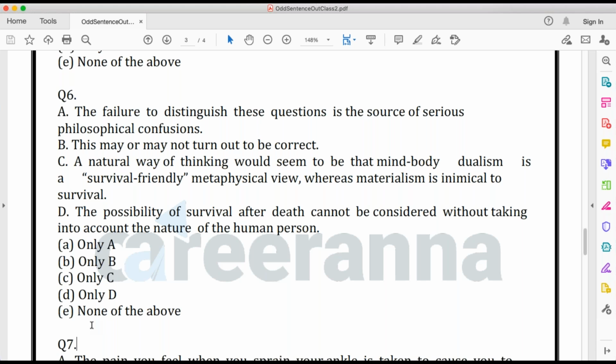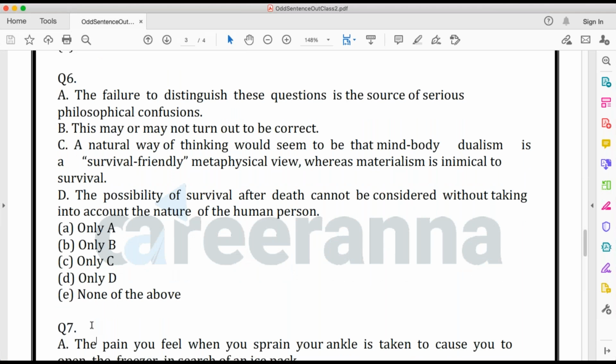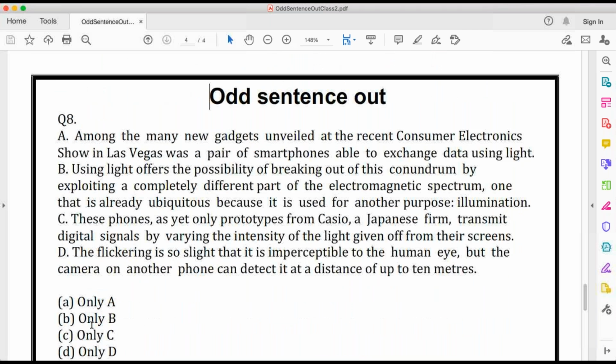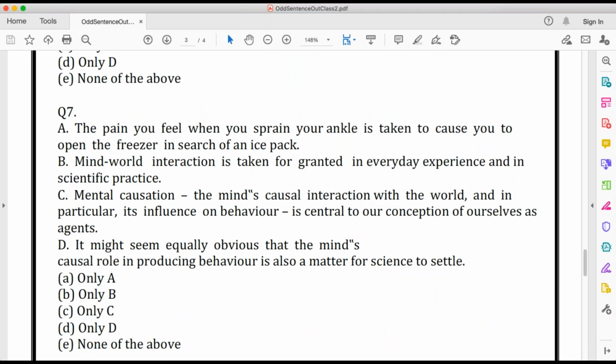Is it clear? Is it clear to everyone? Perfect. Moving ahead. Question number 7.